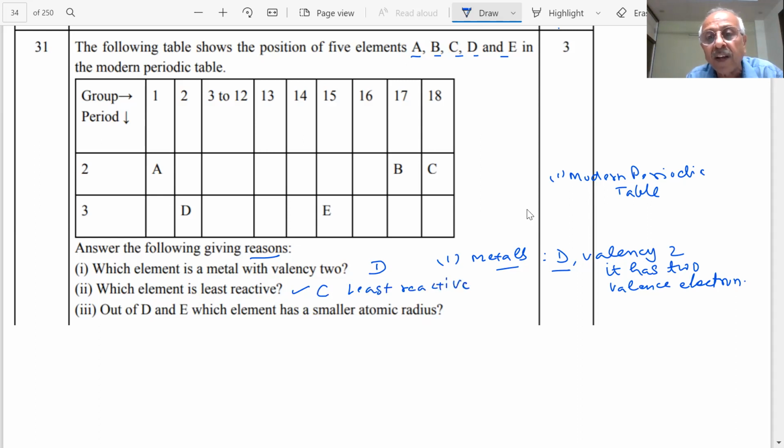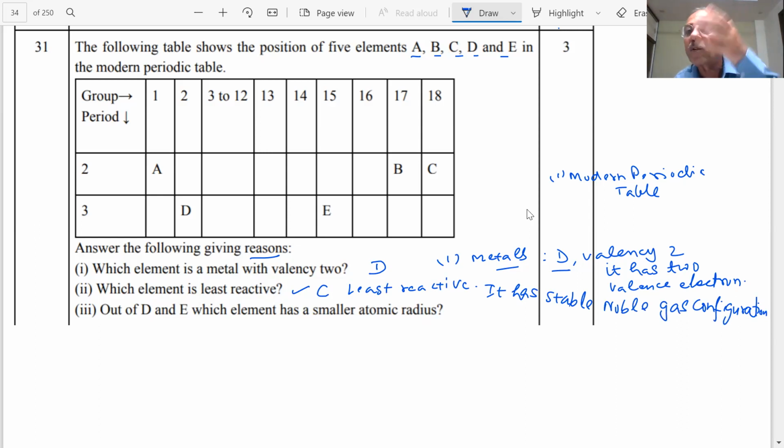What is the reason? It has a stable noble gas configuration. Its outermost shell is completely filled. In a noble gas configuration, the outermost shell is completely filled. So group 18 are the noble gases: helium, neon, argon. Their outermost shell is completely filled, and the noble gas configuration is stable.